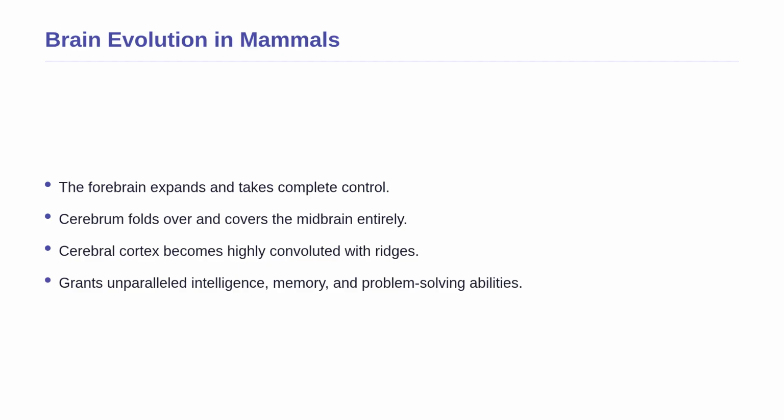Finally, we arrive at the mammals, where the evolutionary trajectory reaches a new level of cognitive complexity. In mammals, the forebrain takes complete control of the nervous system. The cerebrum expands so massively that it actually folds over and covers the midbrain entirely. To pack more brain cells into the limited space of the skull, this expanded outer layer, called the cerebral cortex, becomes highly convoluted with deep ridges and grooves.